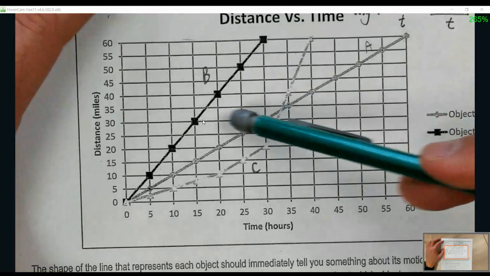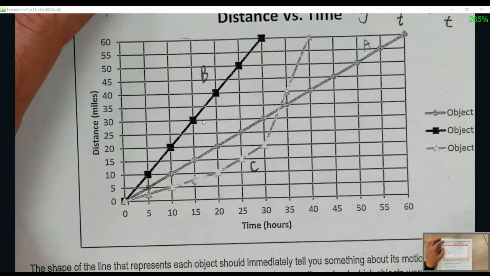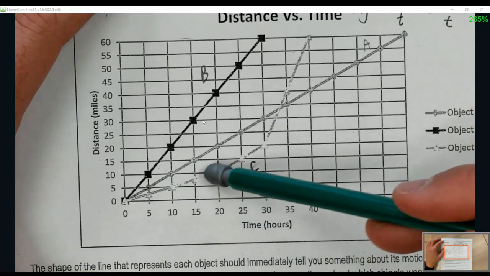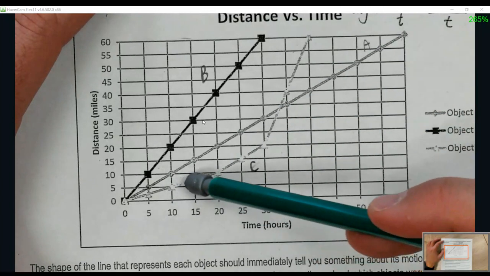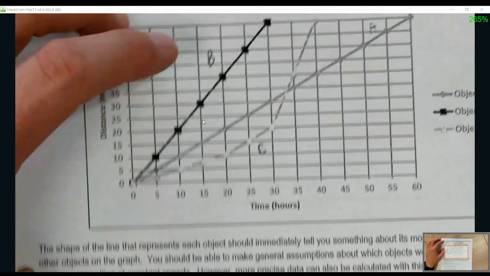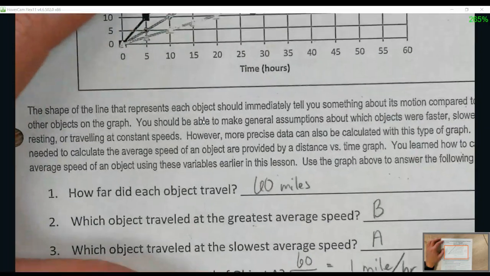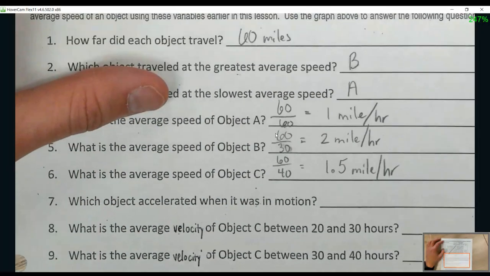B. We can just tell straight up by the slope. The steeper it is, the faster it is. Sweet. So that leaves us with C. C is the only one where we have a curve going on. All right, so it started off slow, it moved faster, and then it moves its fastest at that point. So the object that was in accelerated motion, we're going to say that was object C.